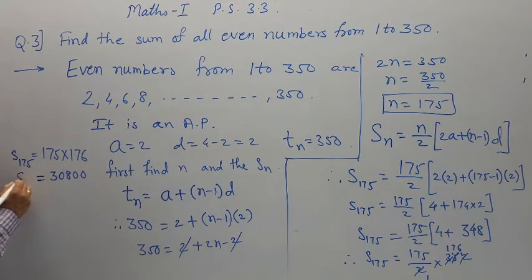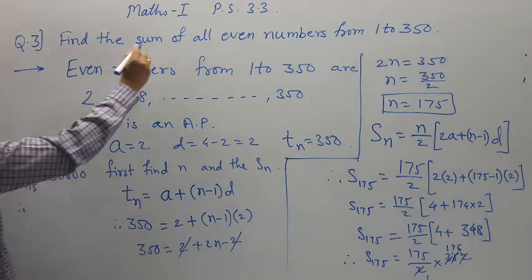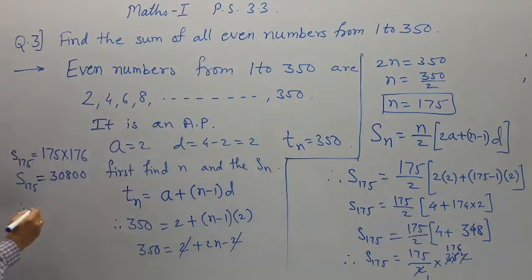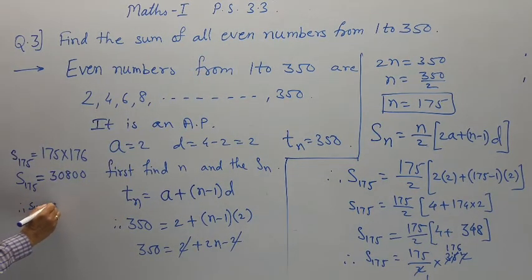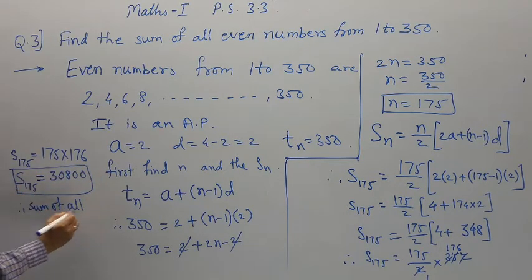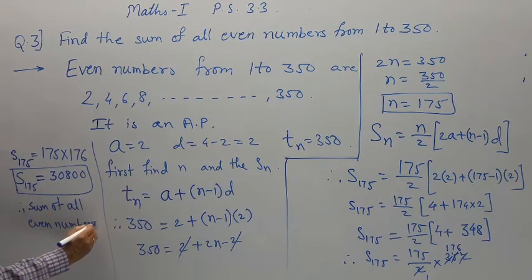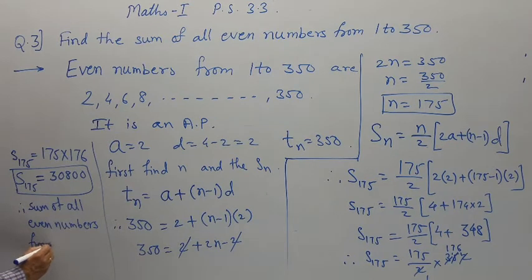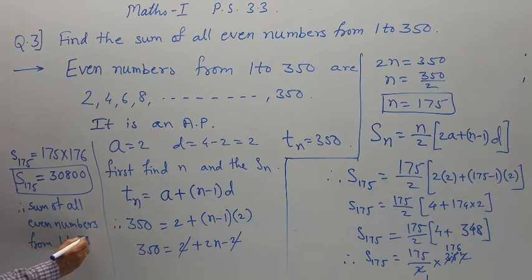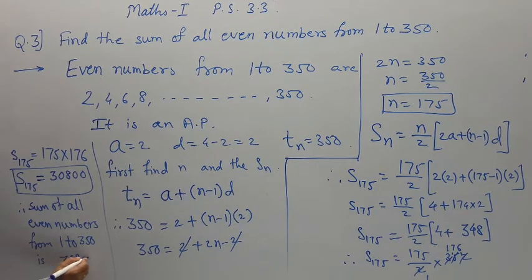30,800. I hope all of you calculated it. Therefore, the sum of all even numbers from 1 to 350 is 30,800.